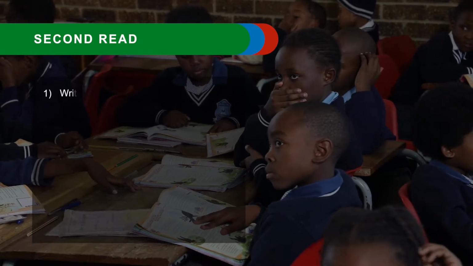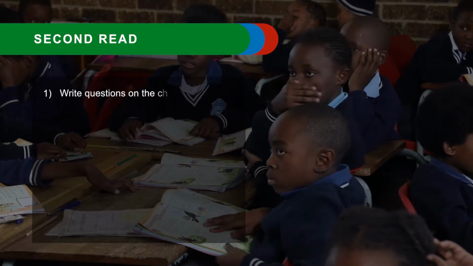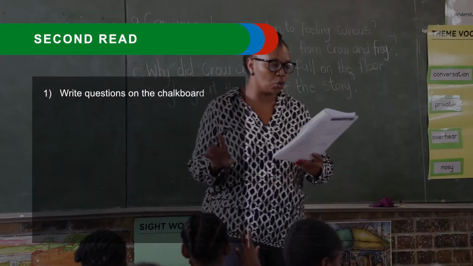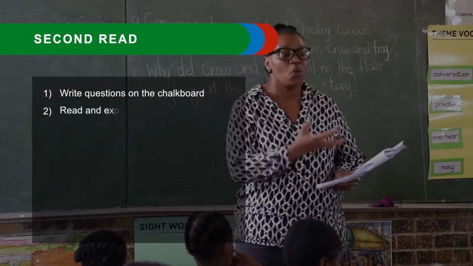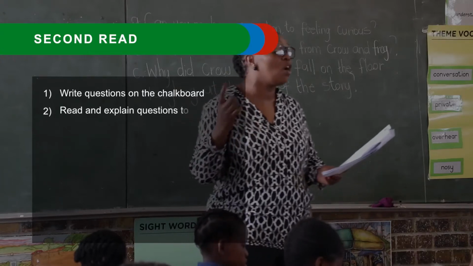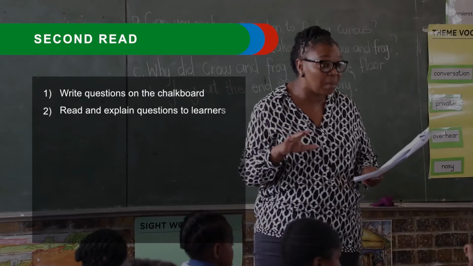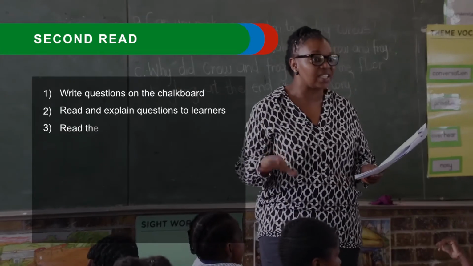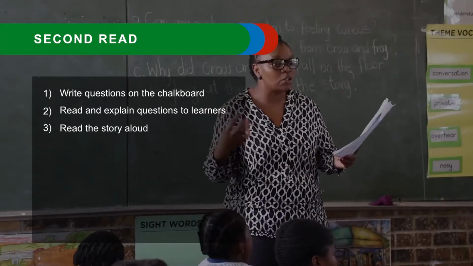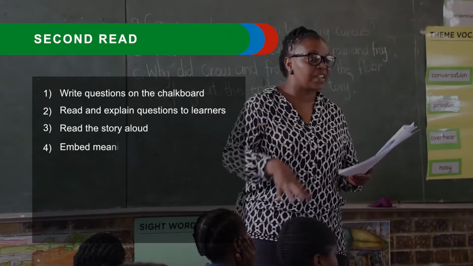Before the lesson, write the follow-up questions on the chalkboard. Then, start the lesson by reading and explaining the questions to learners. Next, read the story aloud, clearly, fluently, and with expression. Embed meaning as you read.